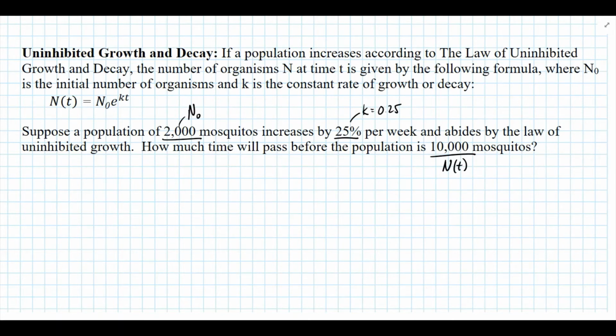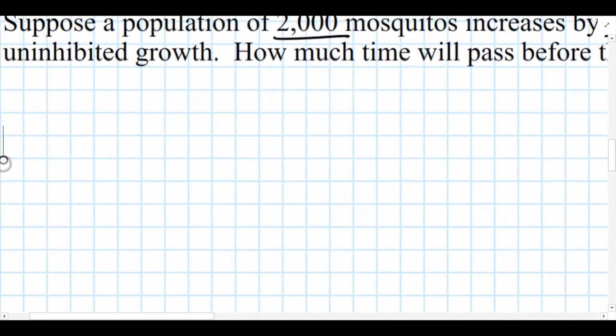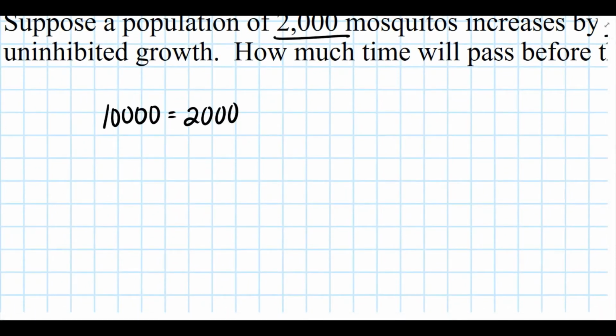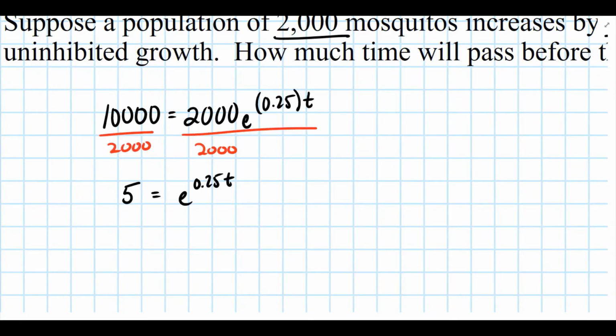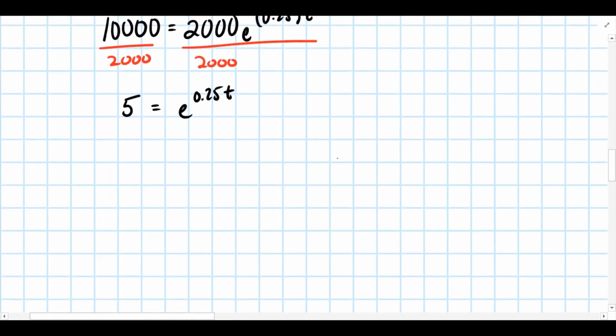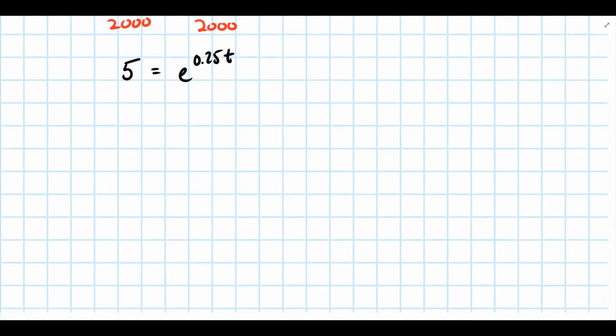Let's first replace the known values for variables in the equation. Now let's divide both sides by 2,000. In this case, the base of the exponential is the value e. So I'll use the definition of the natural logarithm to rewrite this exponential.